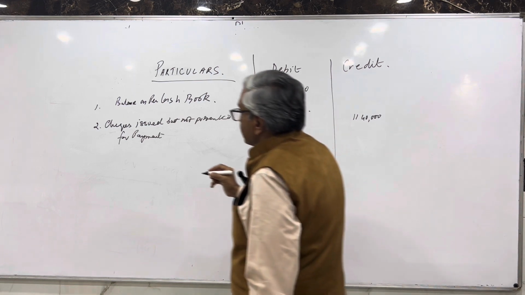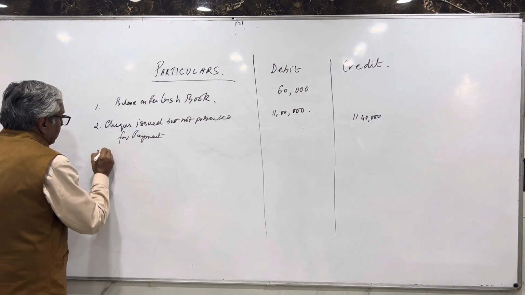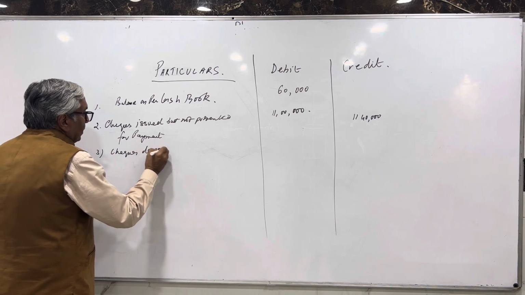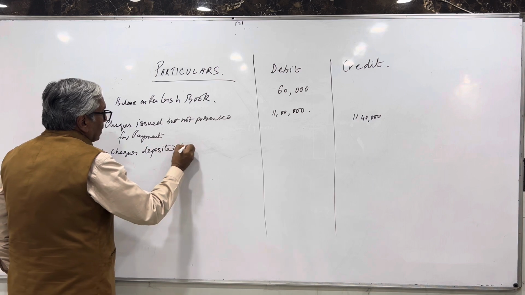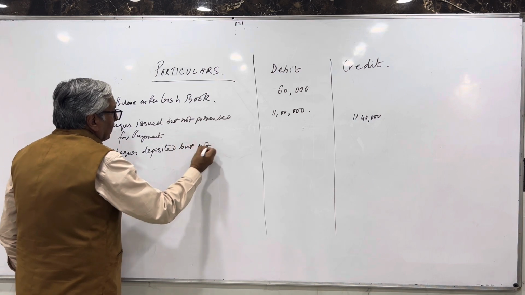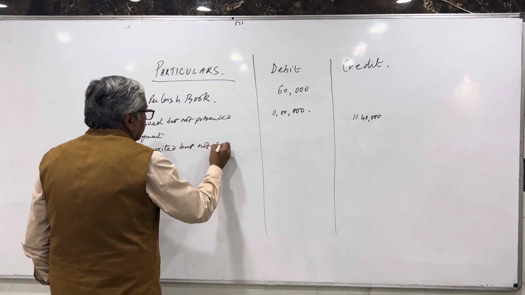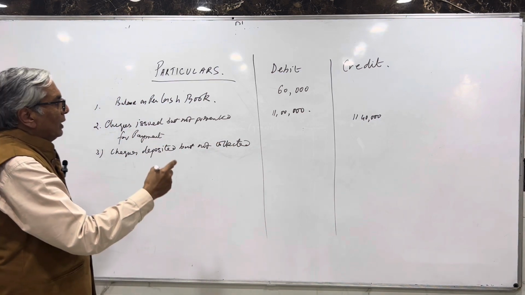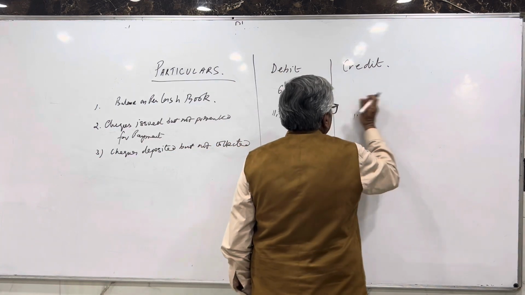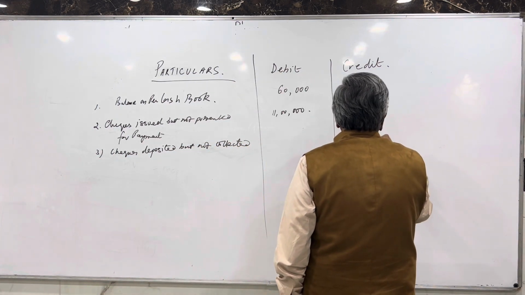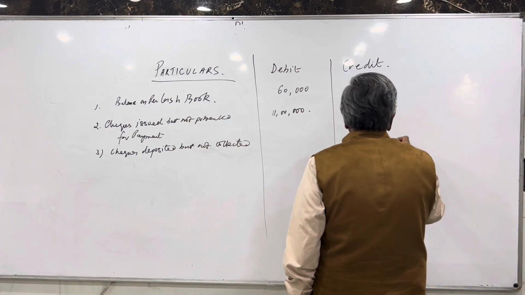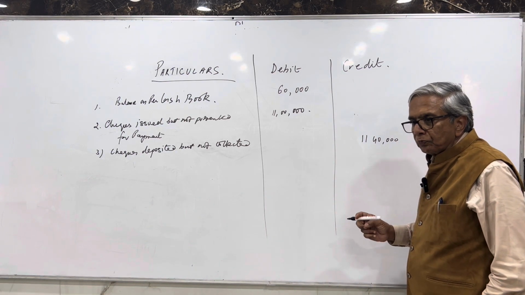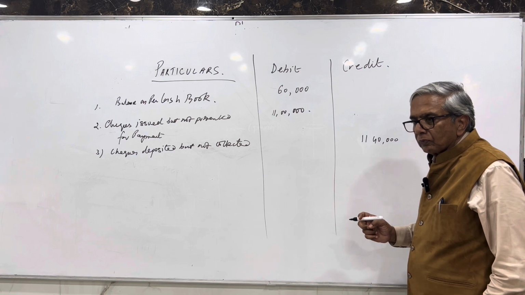ठीक है. चेक्स डिपॉजिटेड बट नॉट कलेक्टेड. तो हमारे पास ये 11,40,000 की फिगर आ जाएगी. कितने की फिगर आ जाएगी? 11,40,000. Are you getting what I am trying to say? Yes, sir.